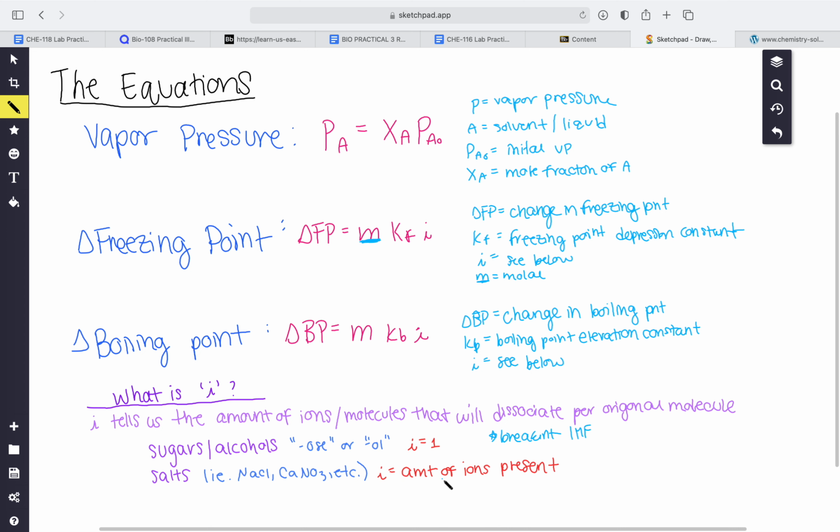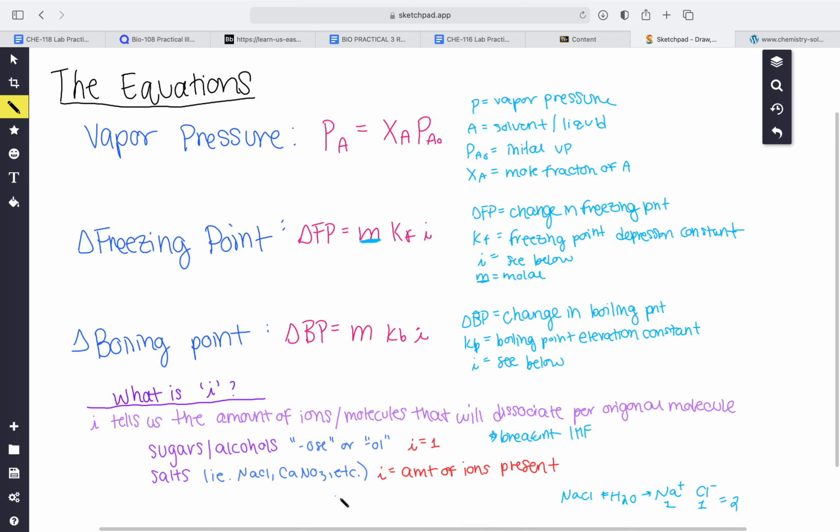I is going to be the amount of ions present once dissociated. So there's no ions associated, there's just molecules that are dissociating, but this is the ions present, right? So when we have NaCl and we add that to water, what's actually happening is you are going to create ions. So here we can count the number of ions that are formed, right? So we have one ion and another ion, so that's going to be 2. So the I factor for that is going to be 2.